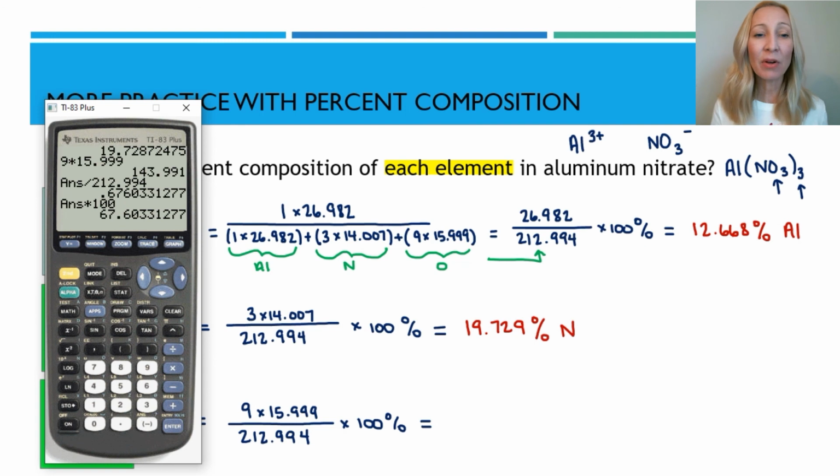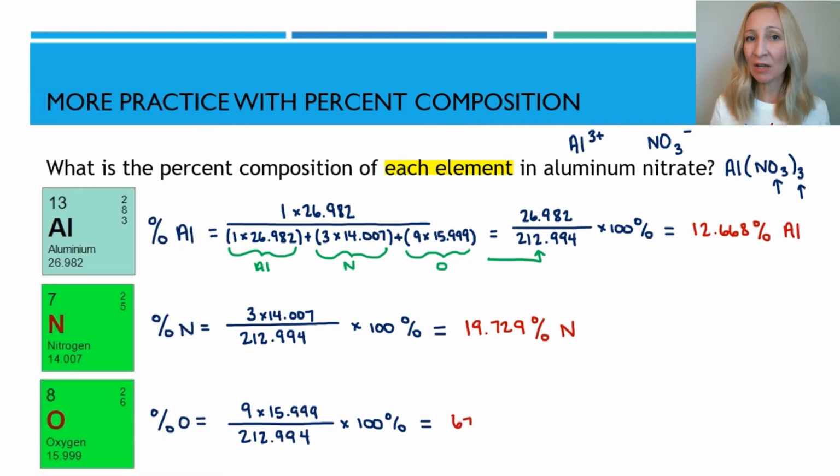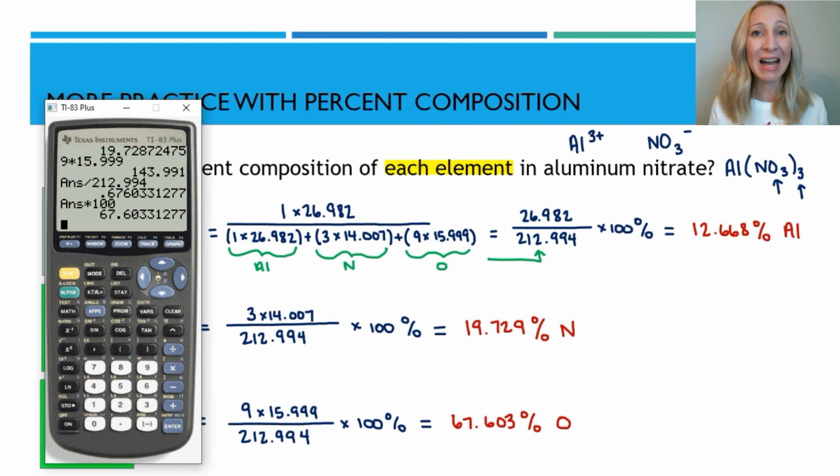I'm going to round that one also to 5 significant digits, just because all of my masses that I have been using have 5 significant digits. So 67.603% of this entire compound consists of oxygen.